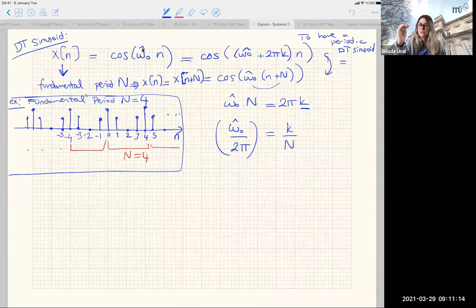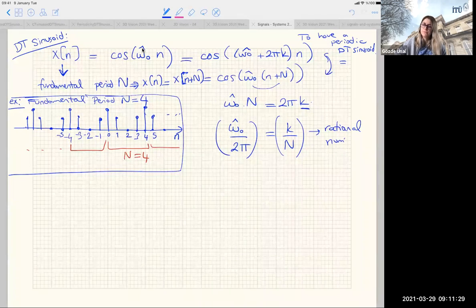So to have a periodic discrete time sinusoid, I can equate these two expressions I'm showing at the top, and then I come up with this ratio. It's a rational number, meaning both numerator and denominator are integers. If this is a rational number, then I know I have a periodic discrete time sinusoid.